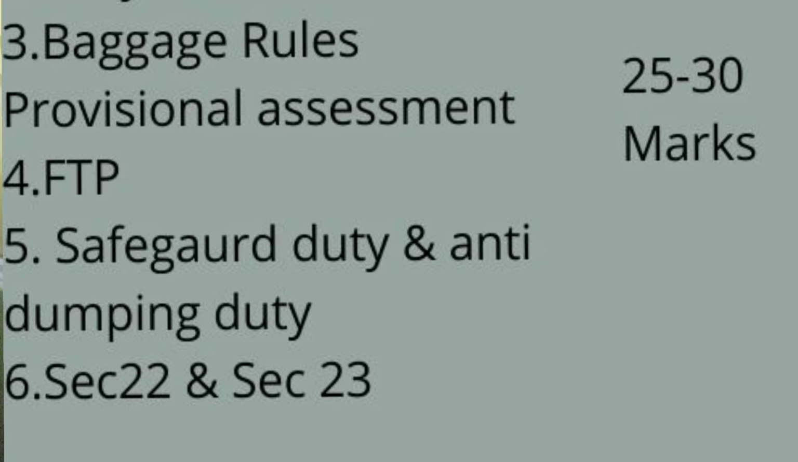Then is Chapter 2. Don't do it fully. Do only the safeguard duty and anti-dumping duty, because these two topics are important. The questions repeat very much, as I said, for customs, so do that very well. Now for Chapter 1, you can do Section 22 and Section 23, in which you have questions on abatement and remission of duty on damaged goods. This is very important. The rest you need not do. Do Sections 22 and 23, very important.